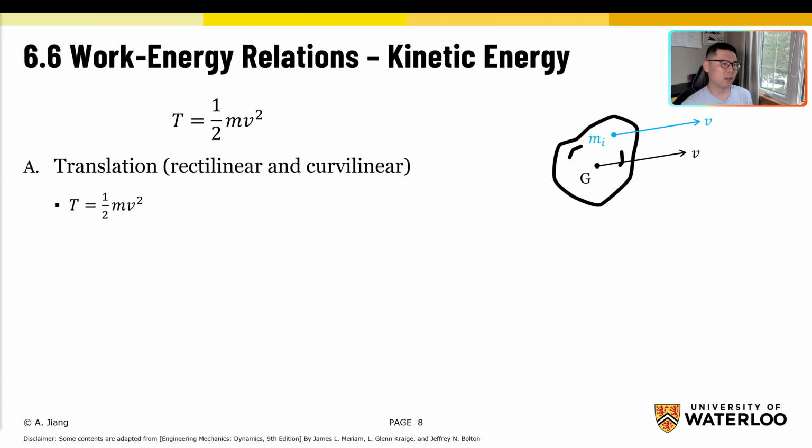For translation, all points or all parts on the rigid body move in the same way. So we can simply use the same equation as before. The kinetic energy T equals 1/2 m v squared.